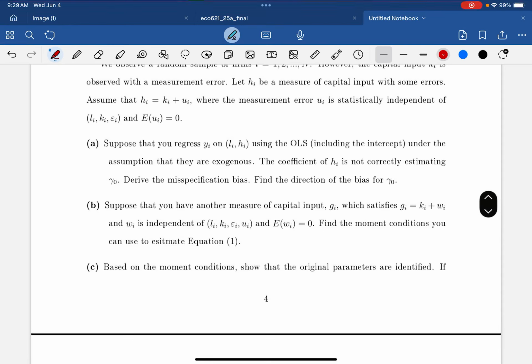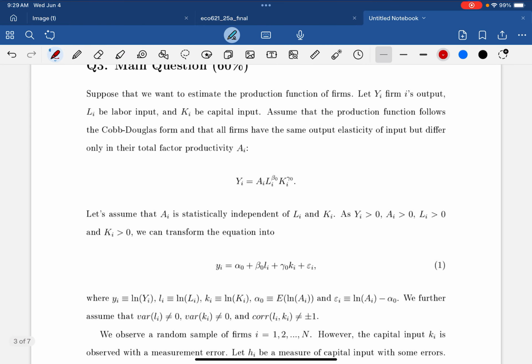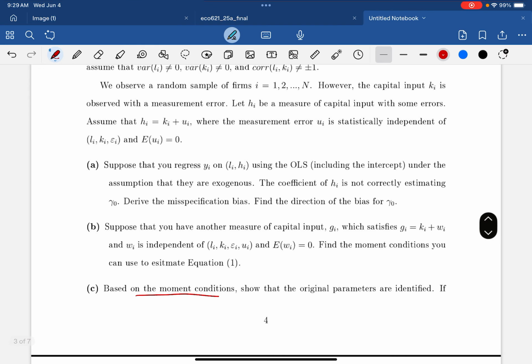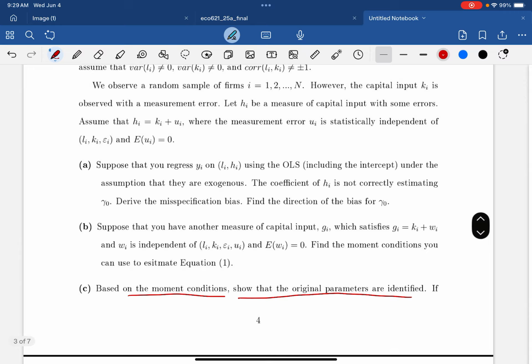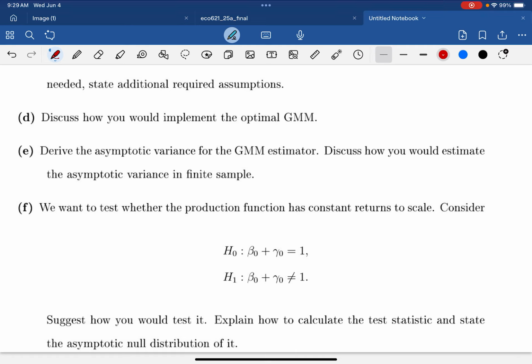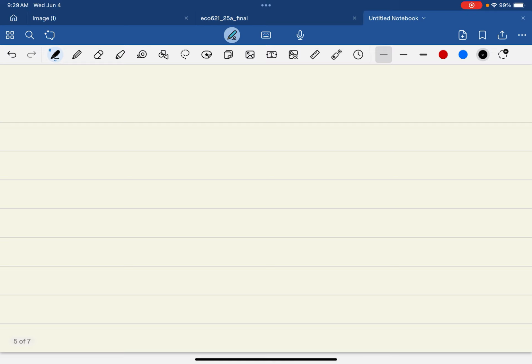Hello, we are going to continue part C of question 3. In this question, we wanted to show the identification. We derived the moment conditions, and we would like to show that the original parameters are identified, and if needed, state additional conditions. Okay, pretty standard argument, right? So I'm going to show you two different ways to identify the problem. But the ideas are the same, but one is more convenient.